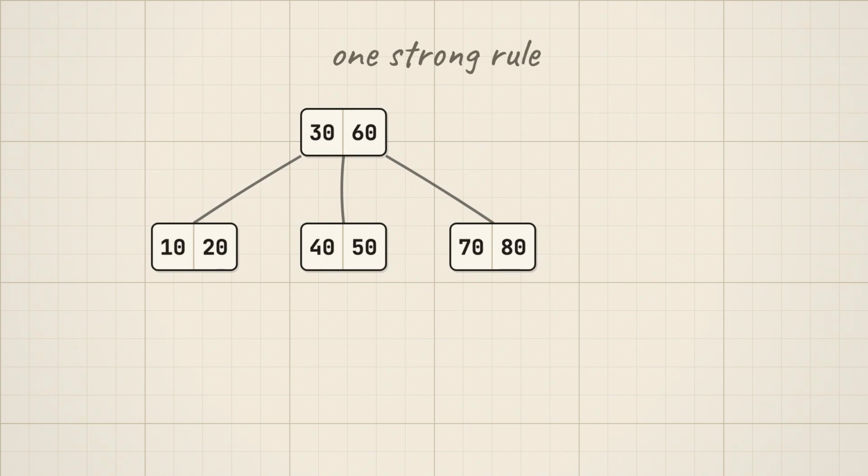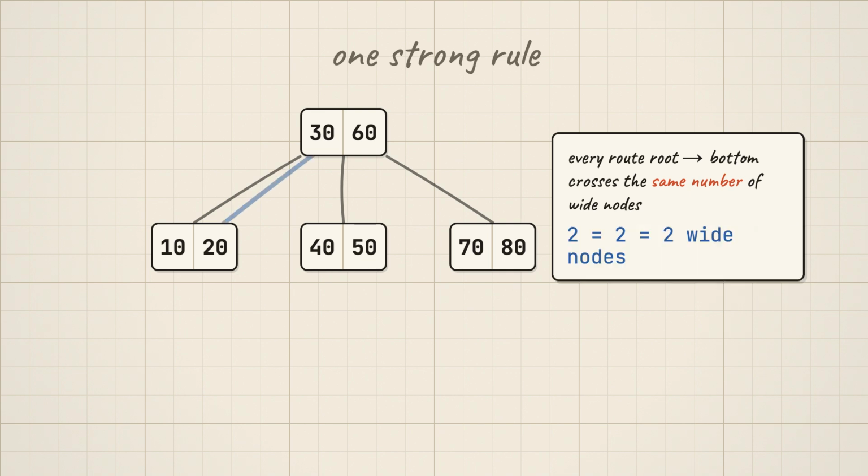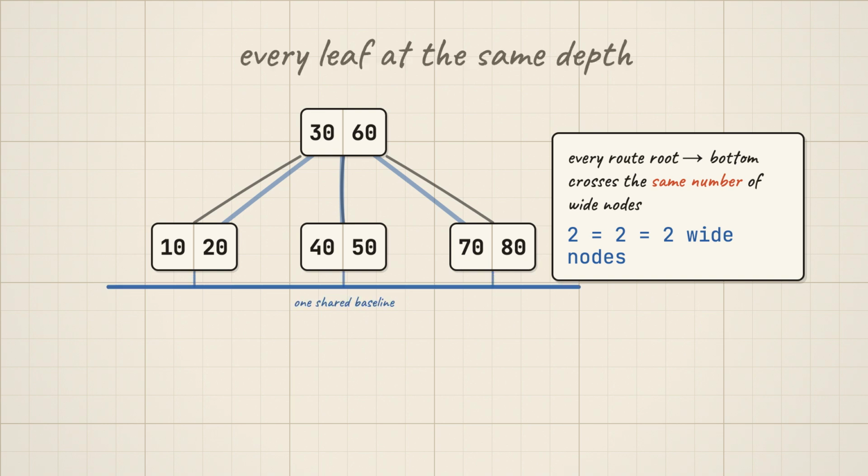How should this wider tree stay balanced? We use one strong rule. Every route, from the root to the bottom, must cross the same number of wide nodes. In other words, every leaf remains at the same depth. The tree is perfectly height balanced.